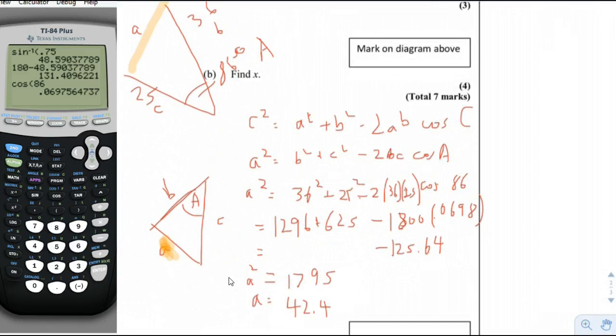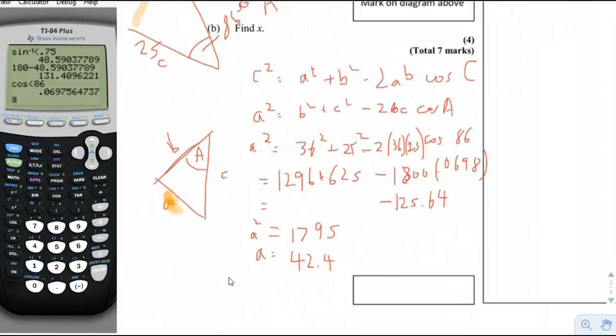Just finishing up, when you do the algebra, 36 squared is 1296, 25 squared is 625, 2 times 36 times 25 is 1800, and then when you multiply 1800 times 0.0698, you get 125.64. And then you just add everything up, 1296 plus 625 minus 125.64, and you get a squared equals 1795. Now you just take the square root of that and you get that a is equal to 42.4.